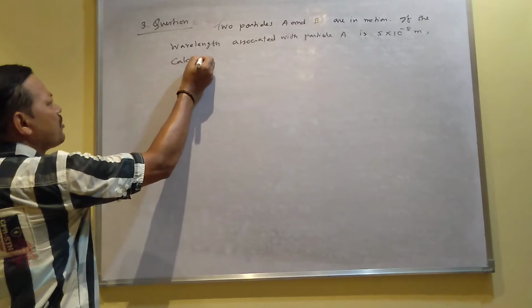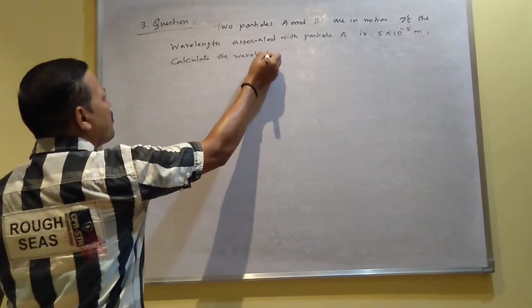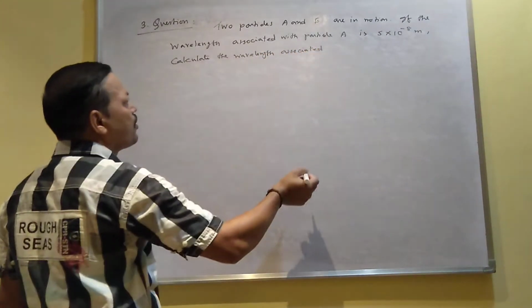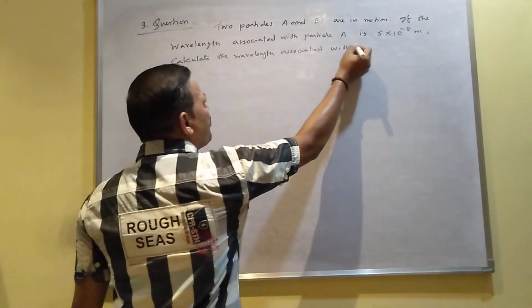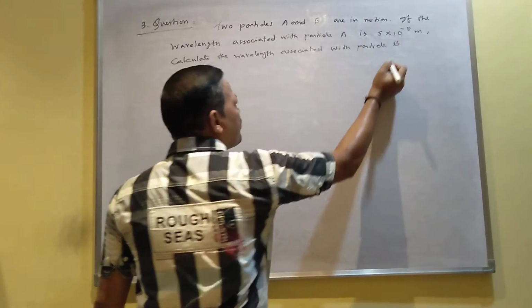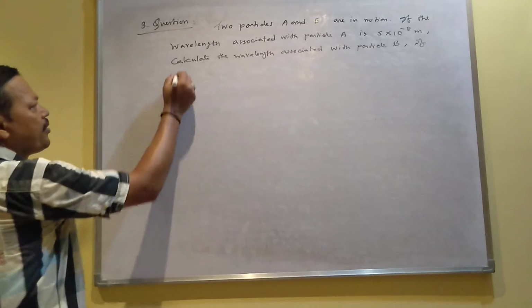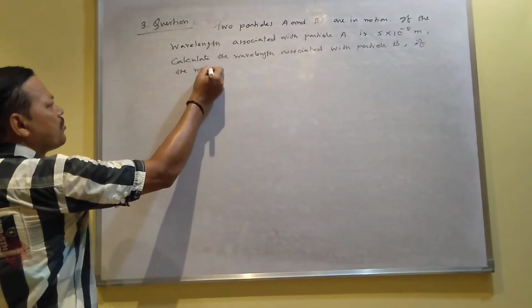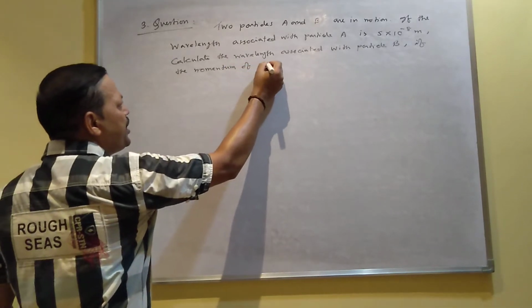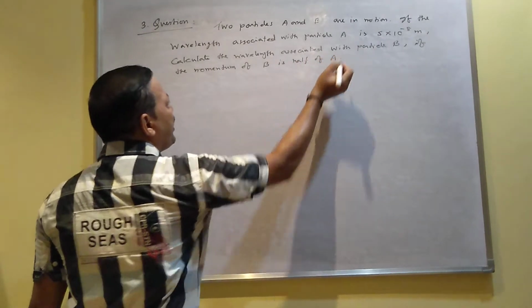calculate the wavelength associated with particle B, if the momentum of B is half of A.